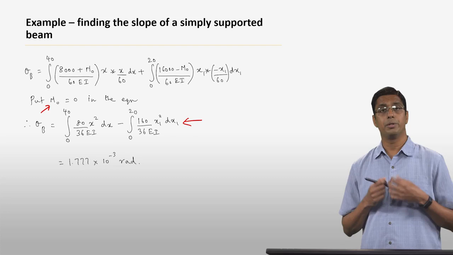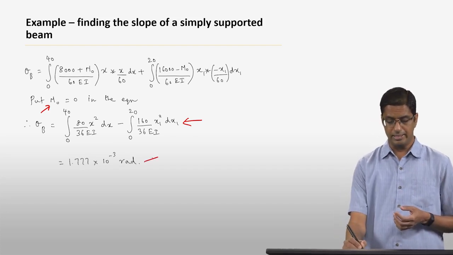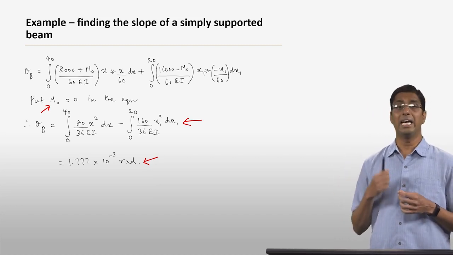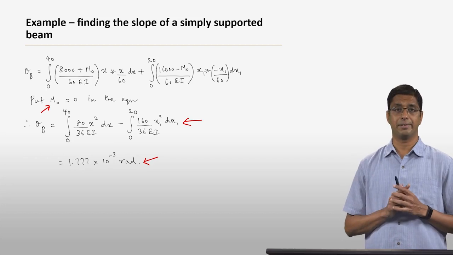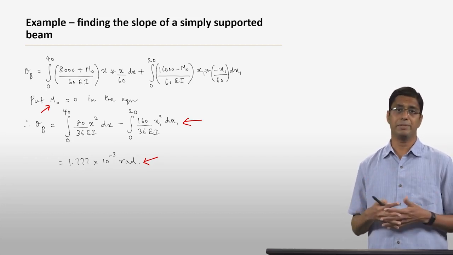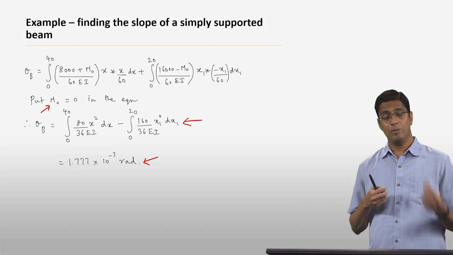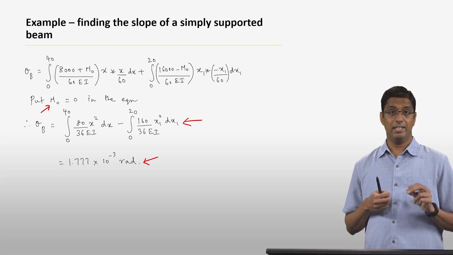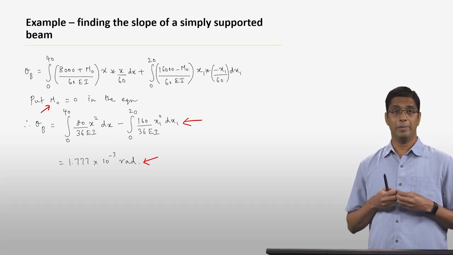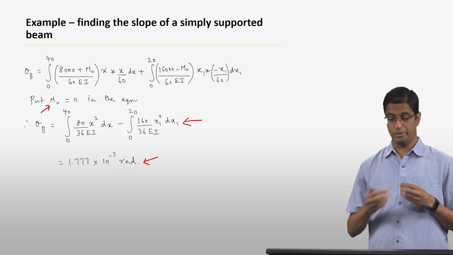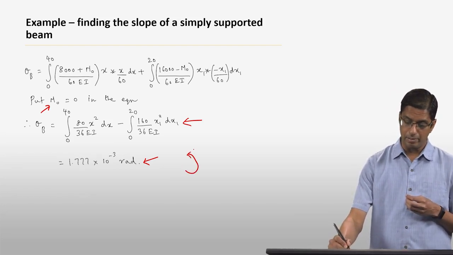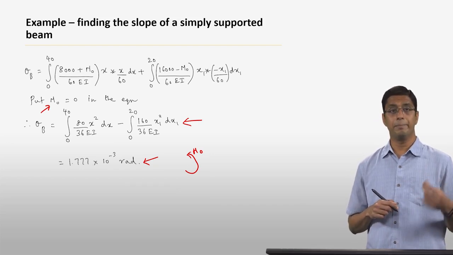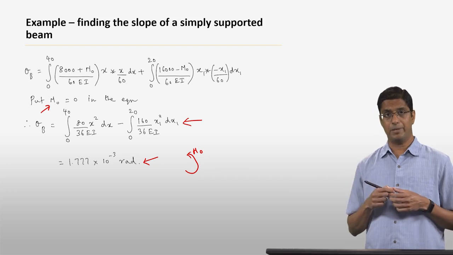If you do the integration and substitute the limits, you're going to find that the rotation at point B is 1.777 times 10 to the minus 3 radians. It's not in degrees, it's in radians. It's a fairly small number, but that is what you would expect in most cases. Theta b also turns out to be positive, which means that the direction of my assumed dummy moment is the correct direction of rotation. If you recall, we assumed that our m naught is in the counterclockwise direction. The fact that theta b is positive means that the rotation at that particular point B is counterclockwise.